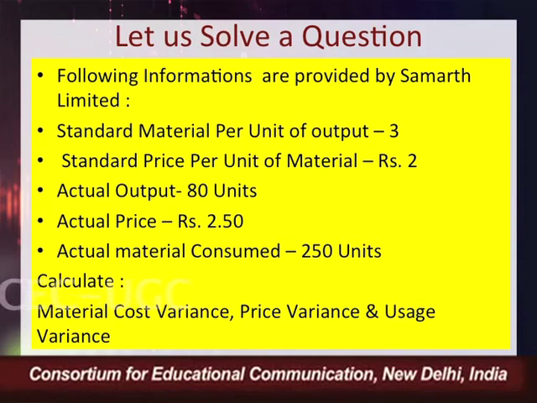First, standard material per unit of output is 3, which means that for an output of 1 unit, you are supposed to consume 3 units of raw material. Second, standard price per unit of material is rupees 2. Actual output is 80 units. My dear students, we have to mind that the actual output given is 80 units. Actual price is 2 rupees and 50 paisa per unit. Actual material consumed is 250 units.